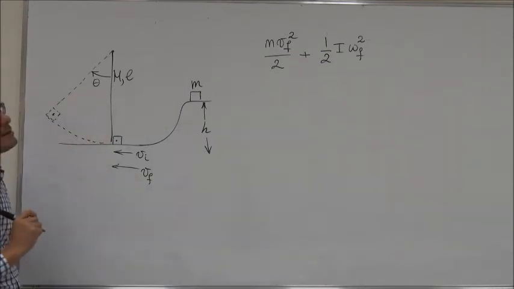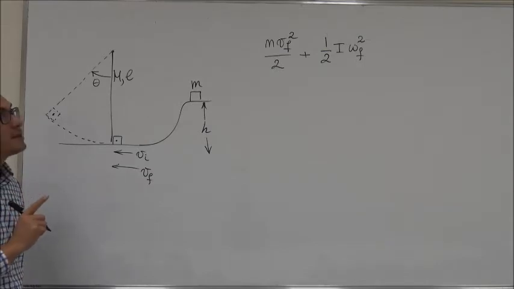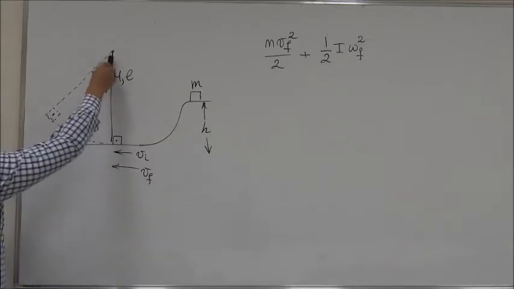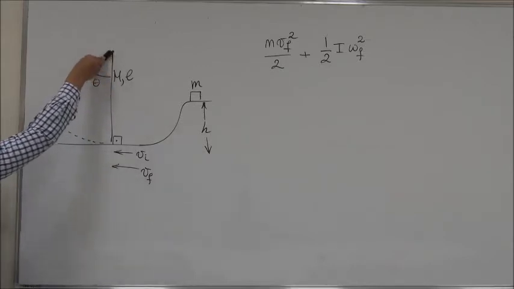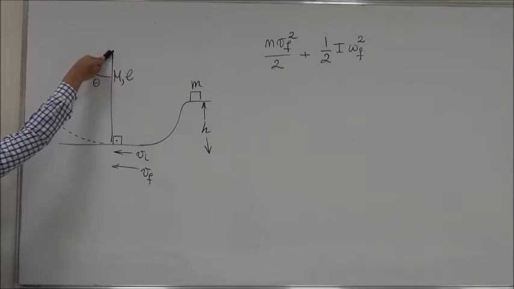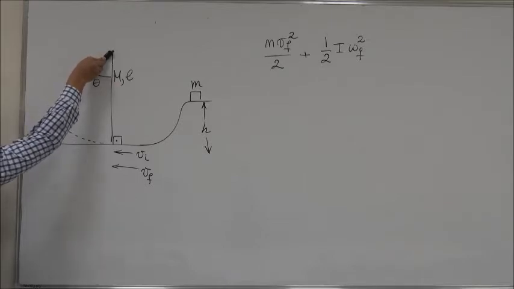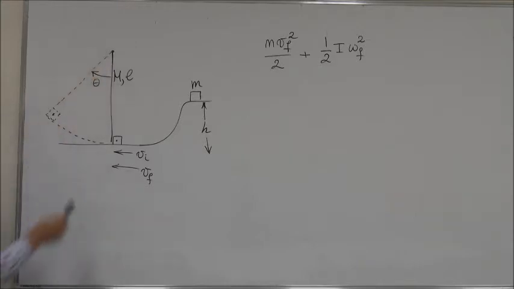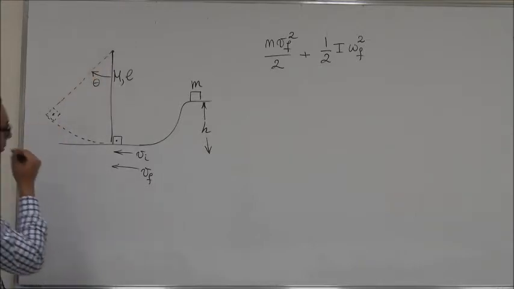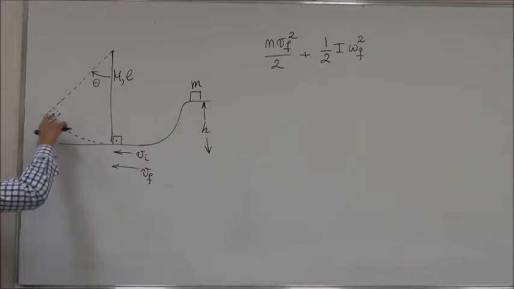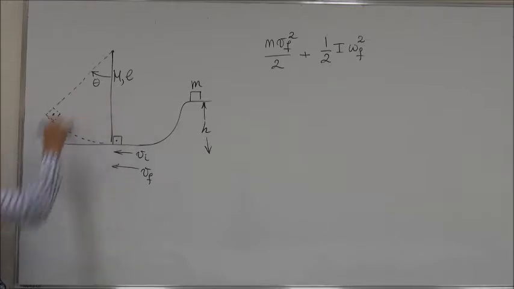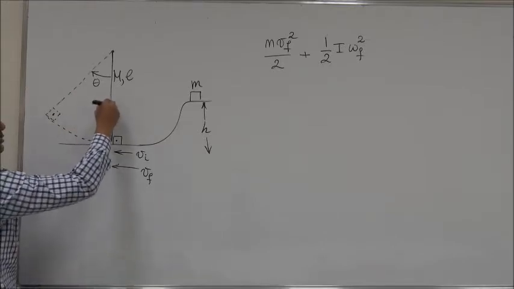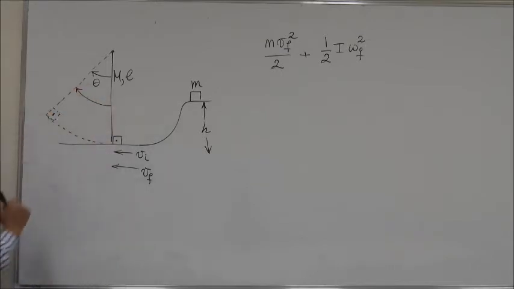At this instant, the potential energy of the system we can take as 0. What happens afterwards? The rod gets to this position, and at this position the velocity is equal to 0. The velocity of the block and the velocity of rotation are both equal to 0. But we have some potential energy here. How do we calculate that potential energy? We have to look at by how much the block is elevated and by how much the center of mass of the rod is elevated. So the center of mass gets here and the block gets here.